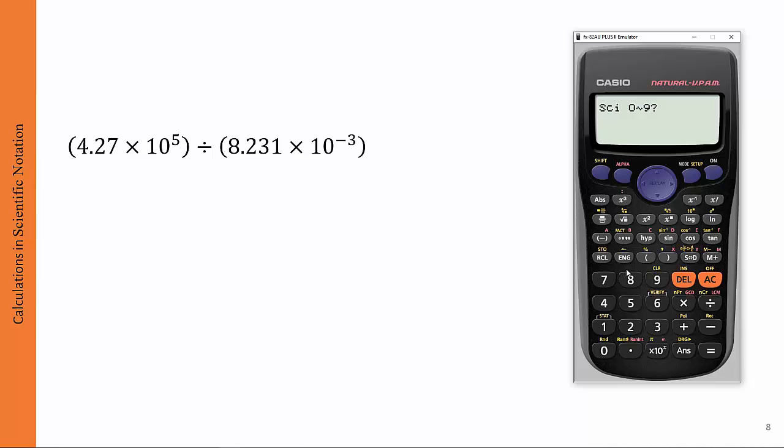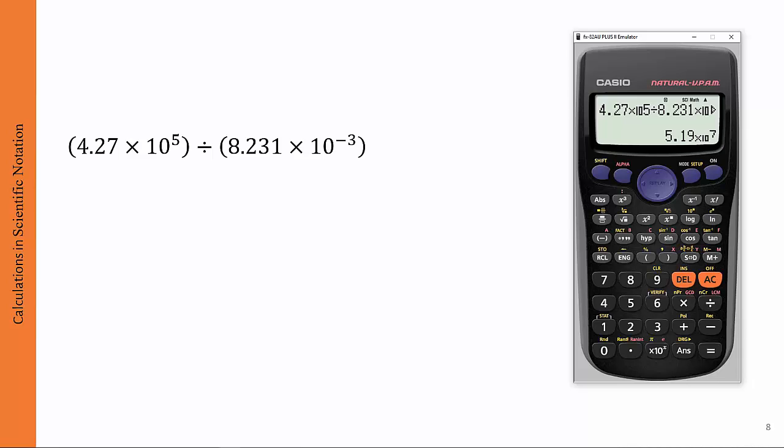Now, the two numbers have 3 and 4 significant figures respectively, so our answer should be the lesser of the two, that is 3 significant figures. So we'll choose 3. And there is our answer now in scientific notation.